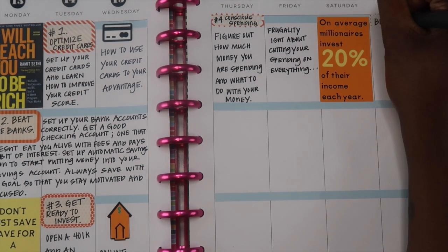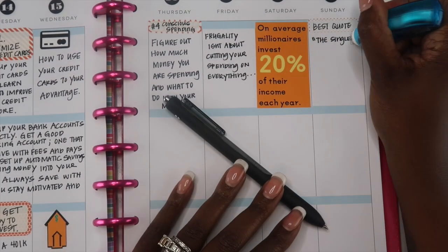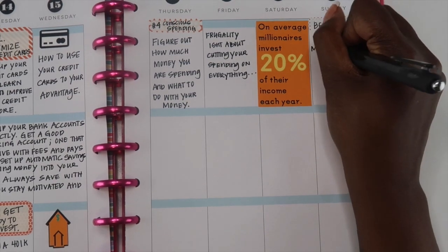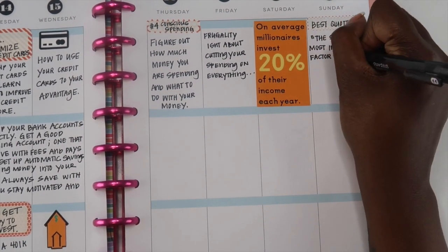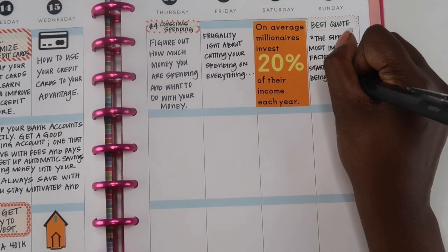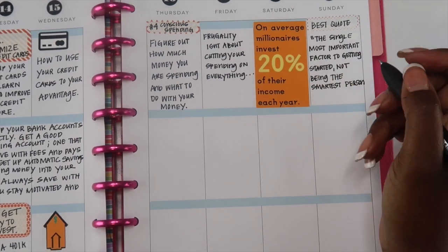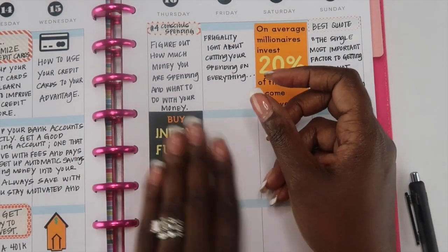So now I'm about to take a moment and just write the best quote that I believe was from the book. And it basically says that the single most important factor to getting rich is not being the smartest person in the room, but actually getting started. And I couldn't agree more with this statement. I thought it was so powerful when I read it that I knew I had to write it down.